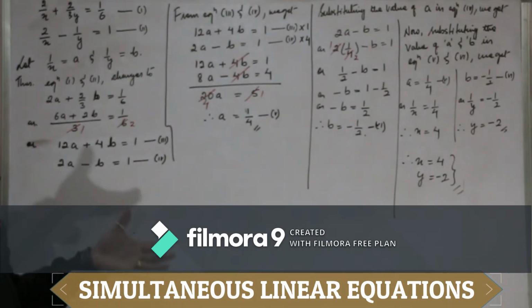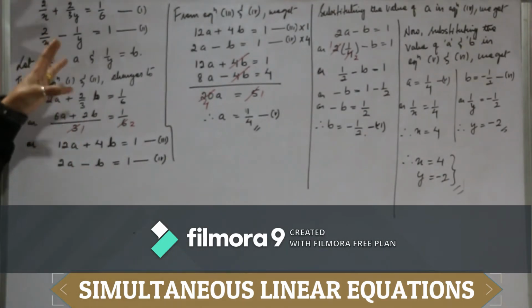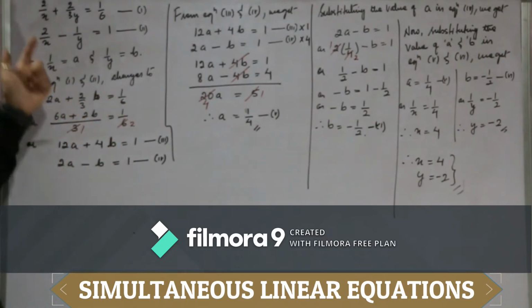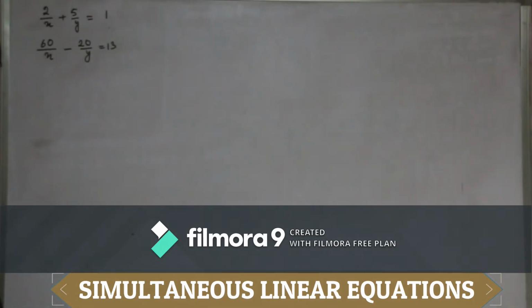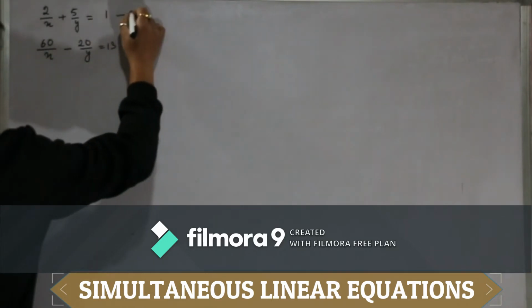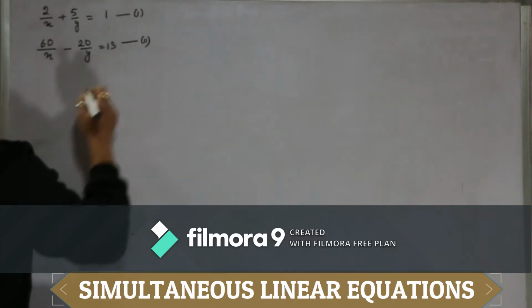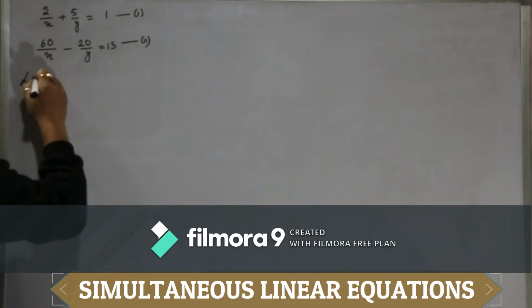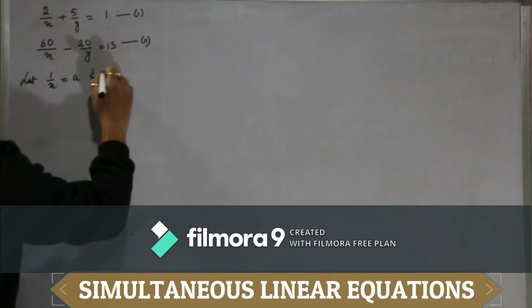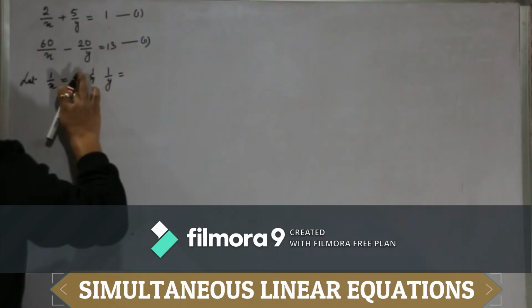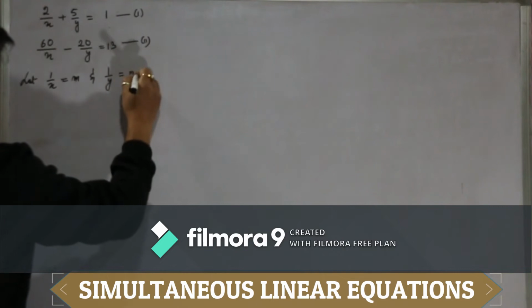This is the second method with which we can solve the given simultaneous equations, okay, taking 1 by x is equal to a and 1 by y is equal to b. Let's do one more sum. 2 by x plus 5 by y is equal to 1. 60 by x minus 20 by y is equal to 13. Okay, so this is your equation 1, this is your equation 2. Now here we'll take let 1 by x is equal to m and 1 by y is equal to n.